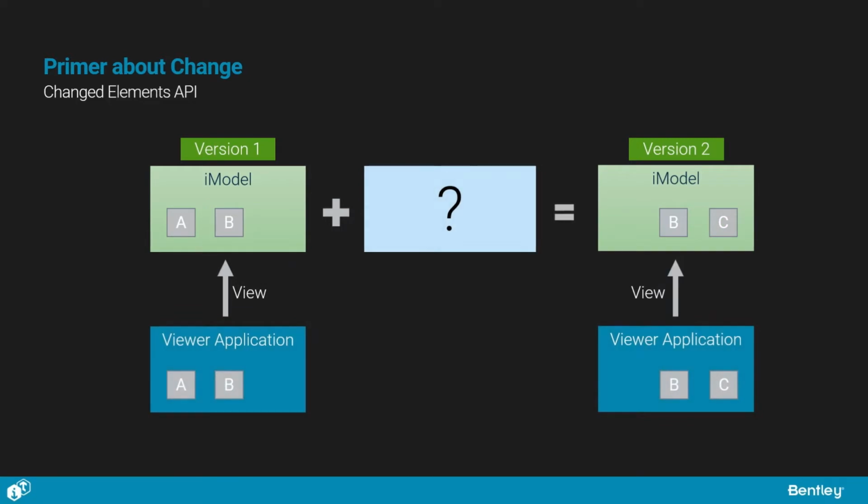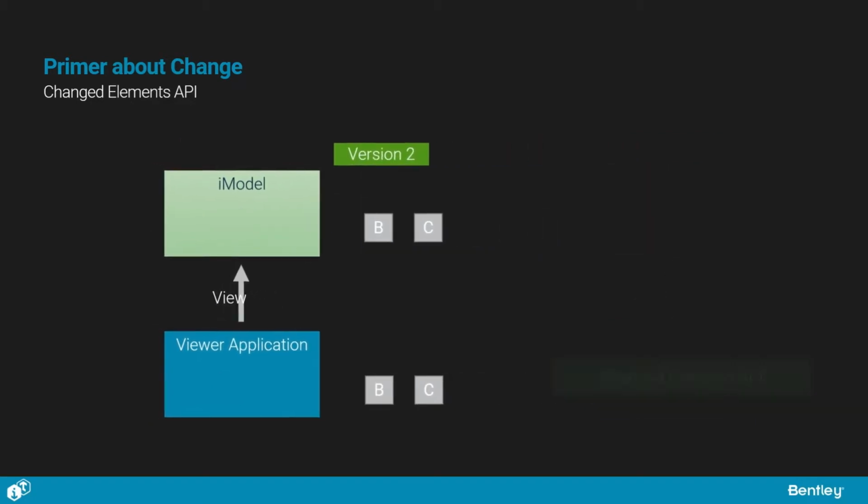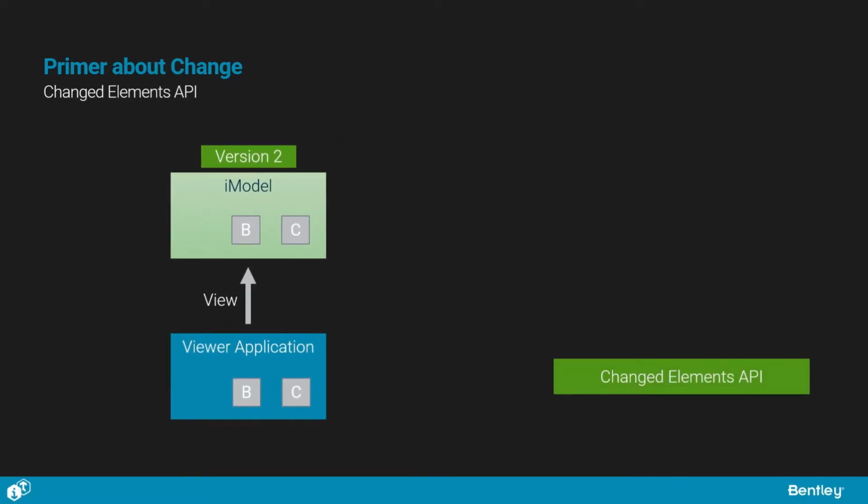When you use an iTwin Viewer application, you can visualize what's contained in the iModel on a specific version. However, the viewer has no sense of what has changed, as it only looks at the iModel at that point in time. So in our example here, both viewers don't know anything about what happened to the iModel, just what's currently in it. So how could a viewer understand change? That's where the Change Elements API comes into play.